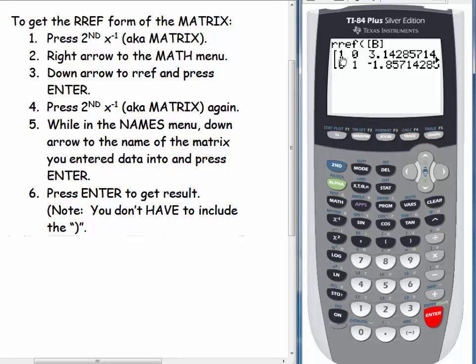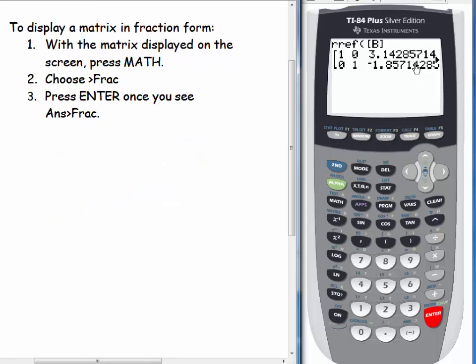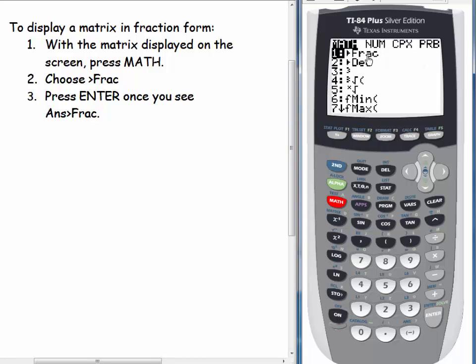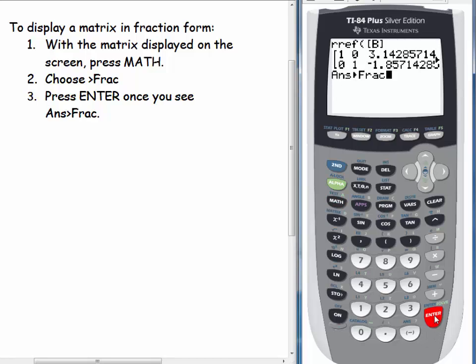Notice here I can see that this says 1x plus 0y equals this number, and 0x plus 1y equals this number, if I think of that back in terms of equations. I want to have more of a fraction answer here because I don't like having the big long decimals. I don't like having to round. So the next thing we need to do is learn how to put it into fraction form. To display this matrix in fraction form, we're going to press the math button and then choose the to fraction option and press enter.